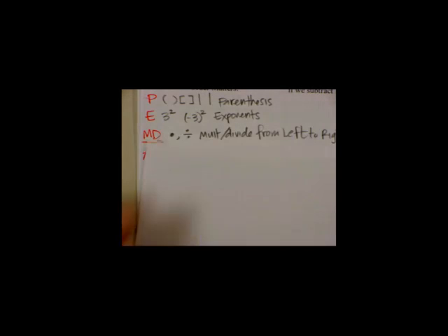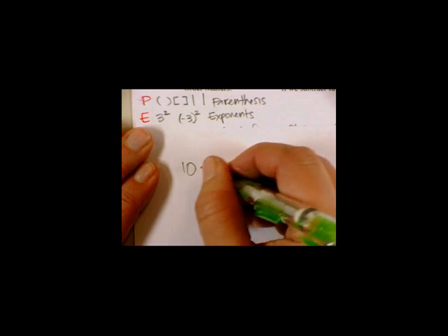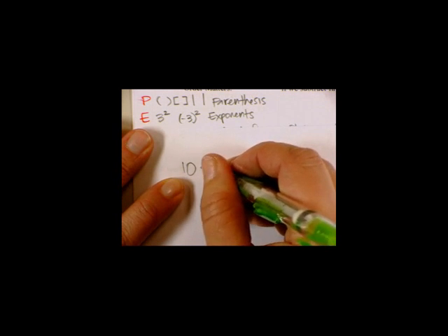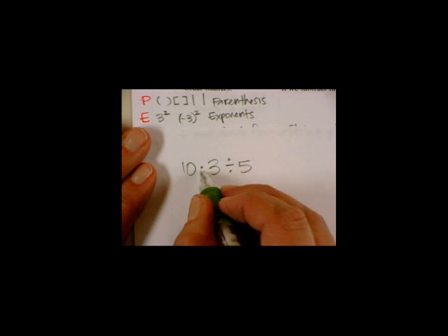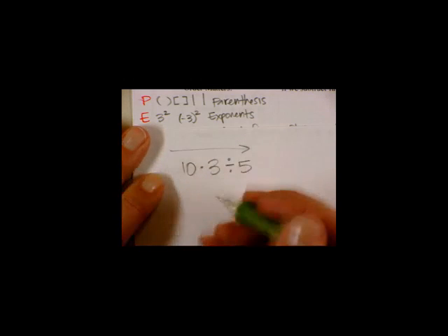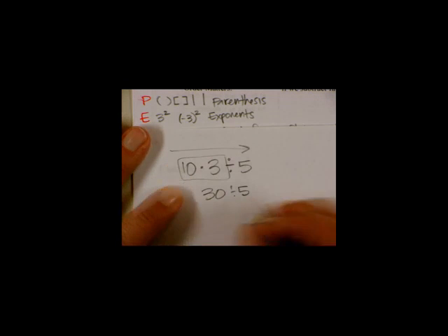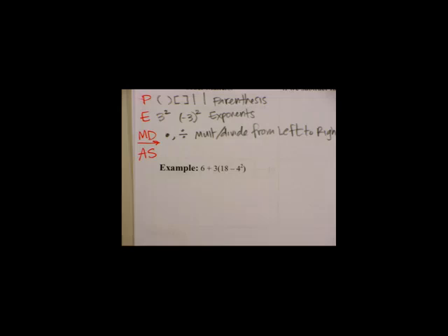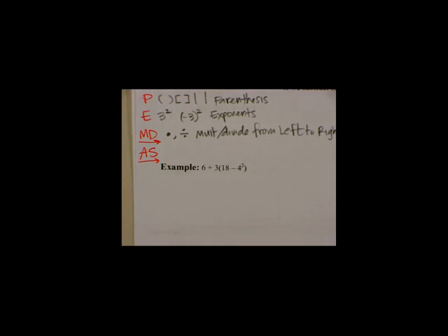If I had a different problem, let's say 10 times 3 divided by 5, now multiplication shows up first. As I go from left to right, 10 times 3 is 30, divided by 5 gives me 6. Addition and subtraction is the same way. We add or subtract going from left to right.